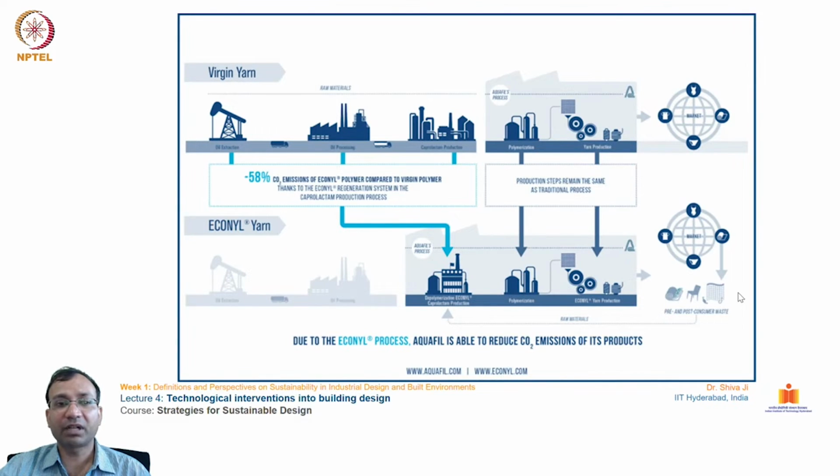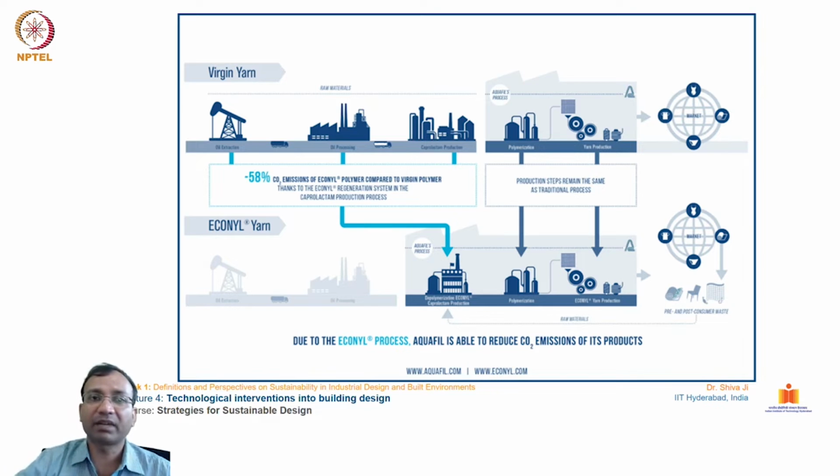For example, I have taken this example of a commercial yarn, which is known as EcoNil. So how it is improved for suitability to reduce the carbon emissions through its entire life cycle. You can see from the beginning, it extracts the raw material, and then it goes for processing. Then it goes for fabrication. Then it goes for further processing. There are some chemical processes, and the product is made out of this process. And then it gets supplied to the market.